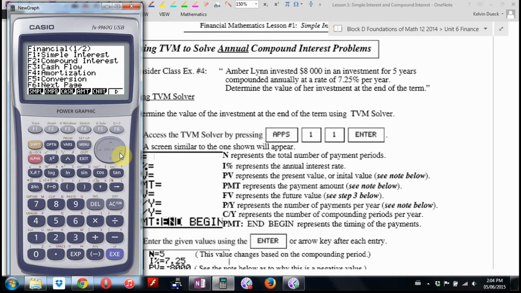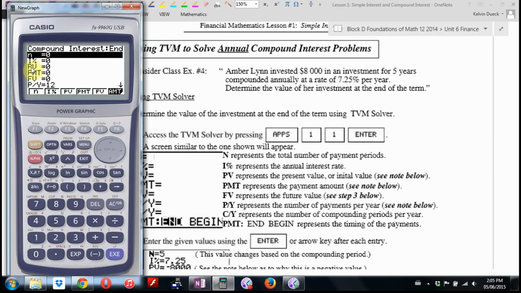And activate it. Which one do you think we want for compound interest problems? F2? What do you think lowercase n is? Number of years. What do you think I% is? The fact that they said I as a percent means they don't want you to change it to a decimal. They want you to leave it as a percent, I think. We'll double check.